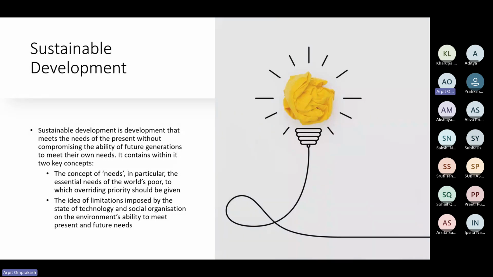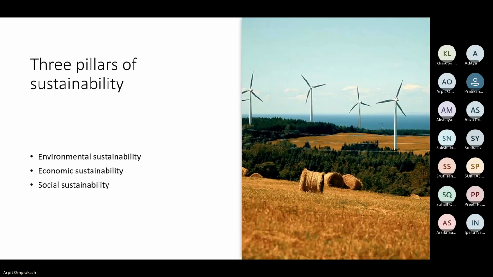And the second is the idea of limitations imposed by the state of technology and social organization on the environment's ability to meet present and future needs. So basically, what we are saying here is that the resources that we have are limited. So we cannot fulfill both our affluence and meet our future needs at the same time. Therefore, we have to restrict our affluence to our needs and use only whatever we need and save the rest for our future.